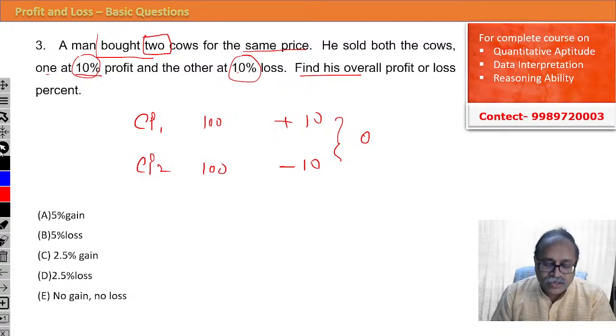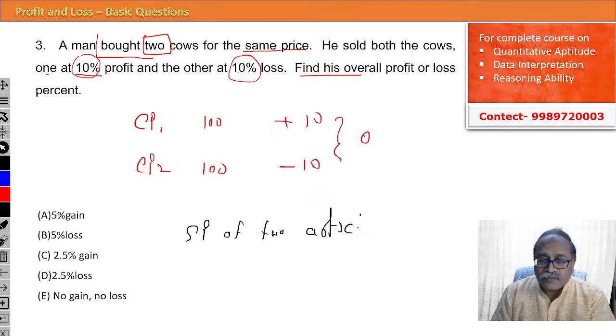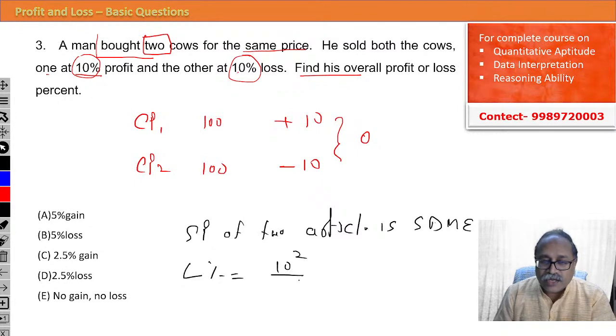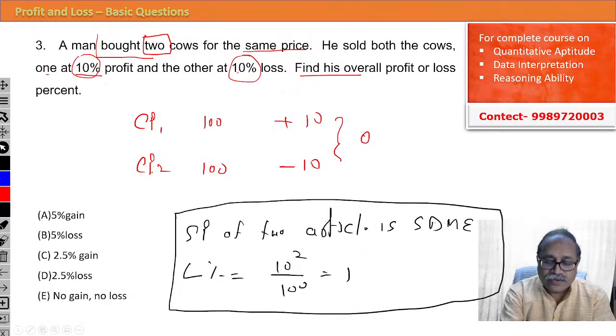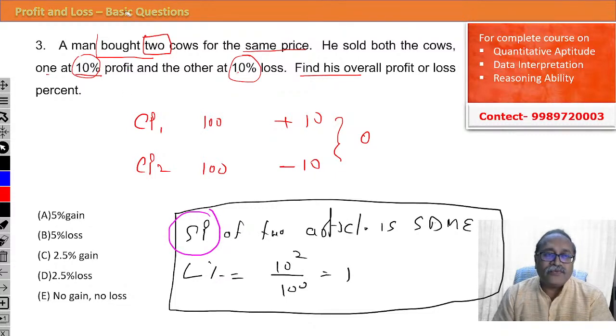No, Madhur Reddy. So when you have answered it, when the selling price of two articles is the same, then always the loss percentage is equal to 10 square by 100, which is 1. You answered this question. Whereas here the selling price of the two articles is not the same, but the cost price of the two articles is the same.